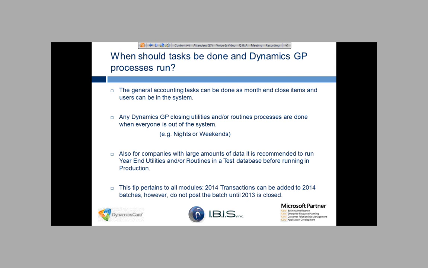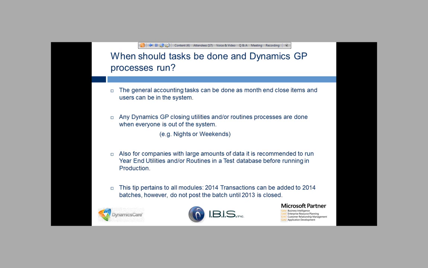Now, the last tip pertains to all modules: 2014 transactions can be added to 2014 batches. However, do not post the batch until 2013 is closed. What I'm talking about is, if you are still in 2013, you need to get everything in and posted to your submodules and close out as soon as feasible. Because for the transactions you'll be getting in for 2014, what you want to do is just add them to a different batch, maybe call it 2014 or Accounts Payable 2014, or whatever, and hold those transactions in that batch until after 2013 is closed.